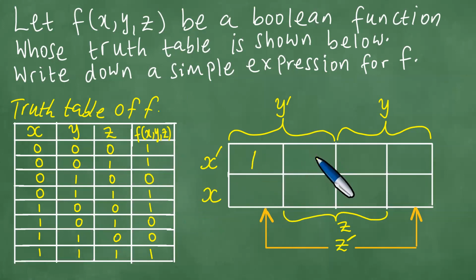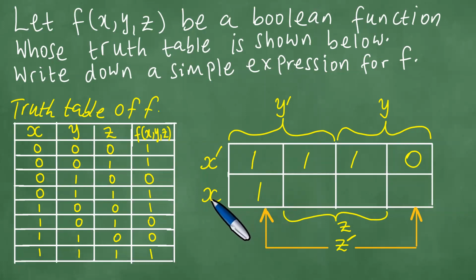Next one is x primed, y primed, and z. So it's 0, 0, 1. 0, 0, 1 is a 1. X primed, y, and z is 0, 1, 1. 0, 1, 1 is a 1. This one is x primed, y, and z primed. So it is 0, 1, 0. So 0, 1, 0 is a 0. Then you come to this one, which is x, y primed, z primed, which is 1, 0, 0. So 1, 0, 0, it's a 1.